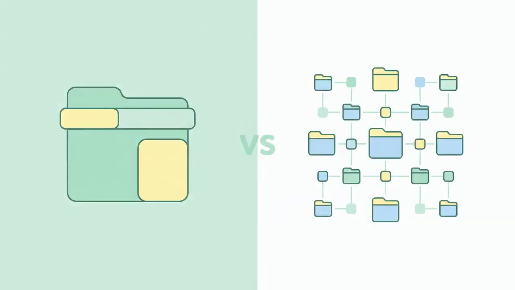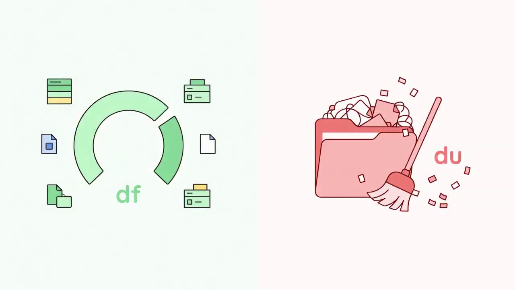The core distinction lies in their perspective. df tracks mount points and overall file system health, while du tracks the specific file tree structure. One tells you the state of the container, the other tells you the weight of the contents. Use df to monitor system-wide health and prevent partition overflows. Use du when you need to perform forensic analysis to locate disk hogs and reclaim space from bloated directories.